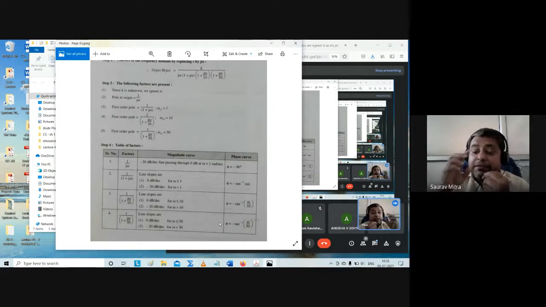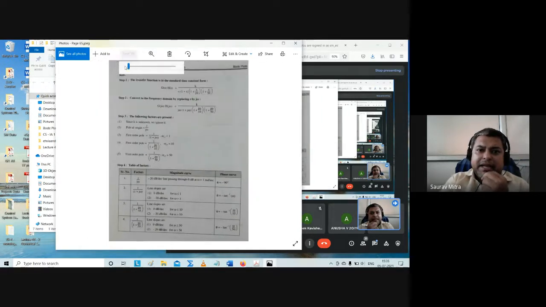So what is the total phase? How much is the total phi? Phi is minus 90 because all the phases are determined by the denominator part only. Okay, because the numerator is k, that is having a phase of 0 degree. What is the formula for the total phase? The total phase can be given as minus 90 minus tan inverse omega minus tan inverse omega by 10 minus tan inverse omega by 50.